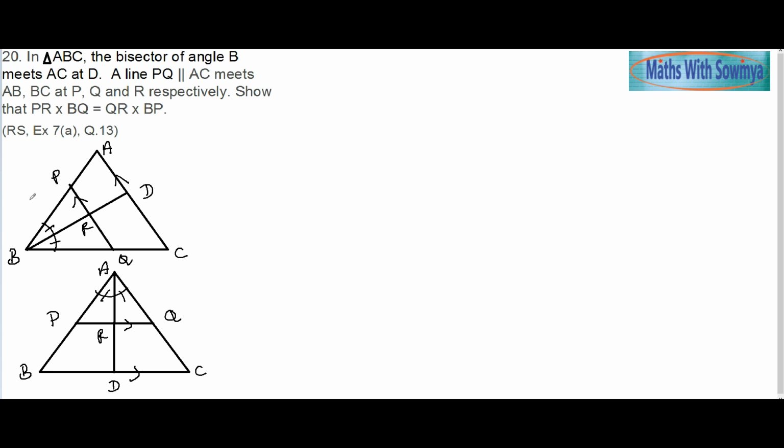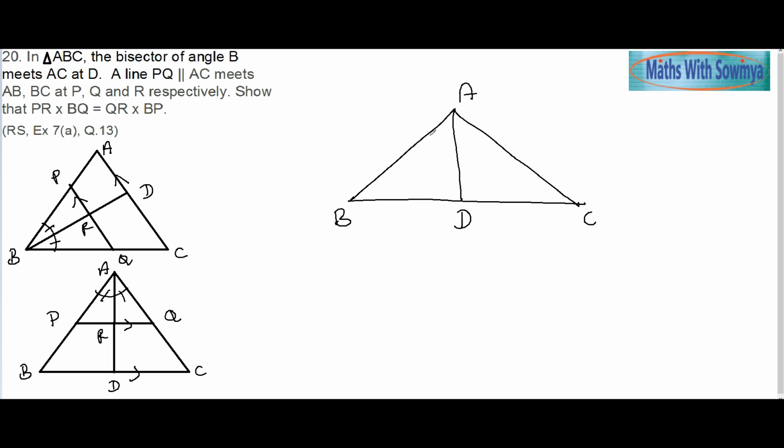One more question from RS. This is from exercise 7A, question number 13. Here we use the angle bisector theorem, using which you can solve many things very easily, especially the MCQs. So before this, what is an angle bisector? Suppose you have triangle ABC given and AD is the angular bisector.